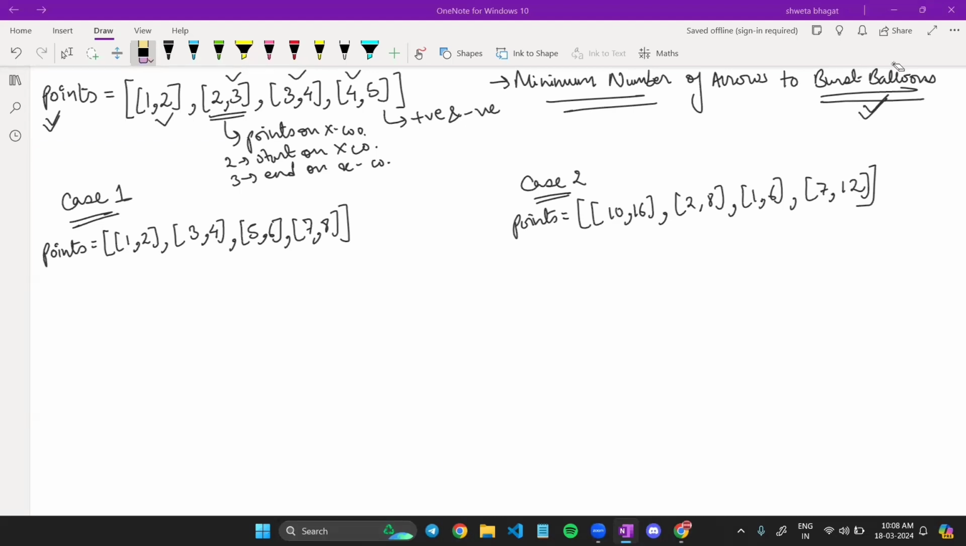So before discussing how we can solve this problem, let's first see what all the possible cases are. We can have 2 cases for this problem. So let's first discuss case 1. Okay, so this is the 2D vector.